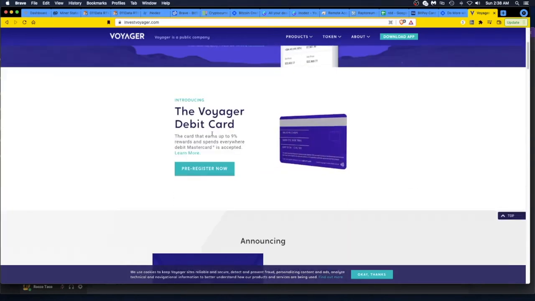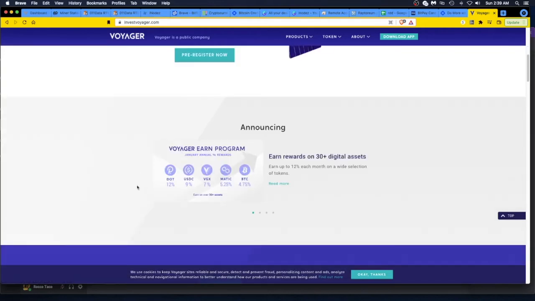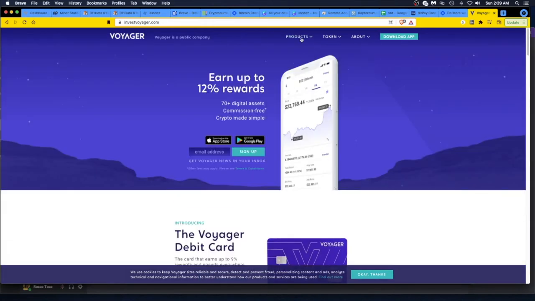There's also a debit card. You can get rewards on that and get paid out in Bitcoin. Here's some of the earn programs. They added new coins, like here, BTC, you get all this stuff. Let's go over and look at the actual rates.